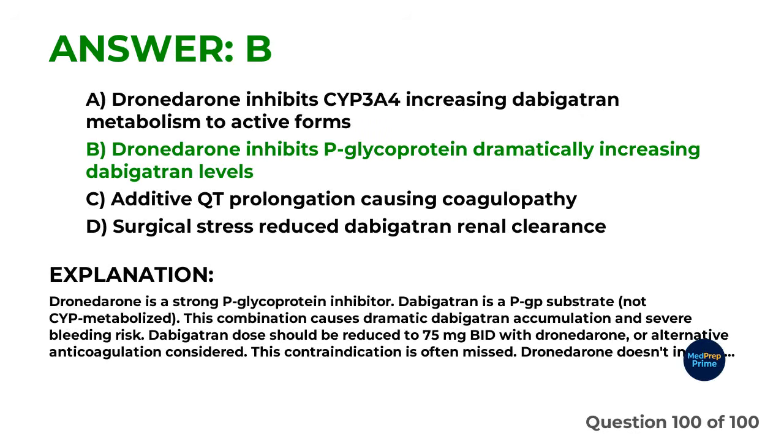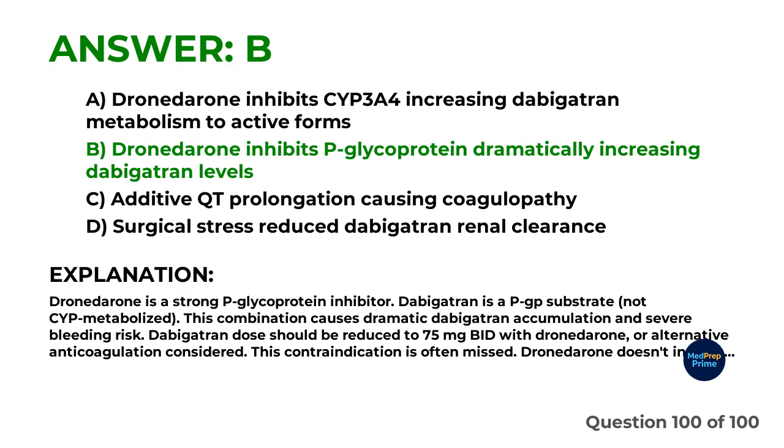Correct answer B. Dronedarone is a strong P-glycoprotein inhibitor. Dabigatran is a PGP substrate, not CYP metabolized. This combination causes dramatic dabigatran accumulation and severe bleeding risk. Dabigatran dose should be reduced to 75 mg BID with dronedarone, or alternative anticoagulation considered. This contraindication is often missed.